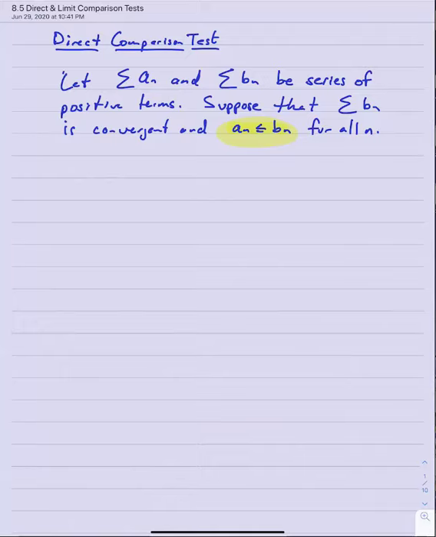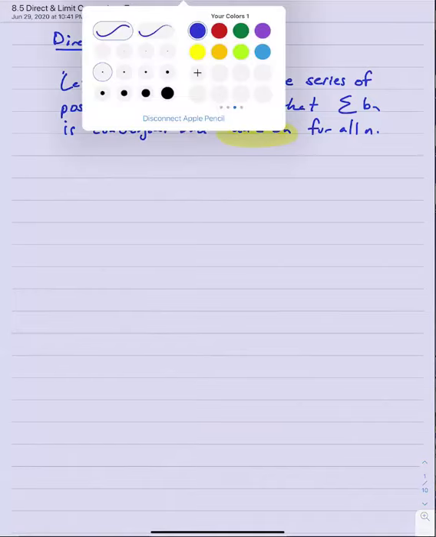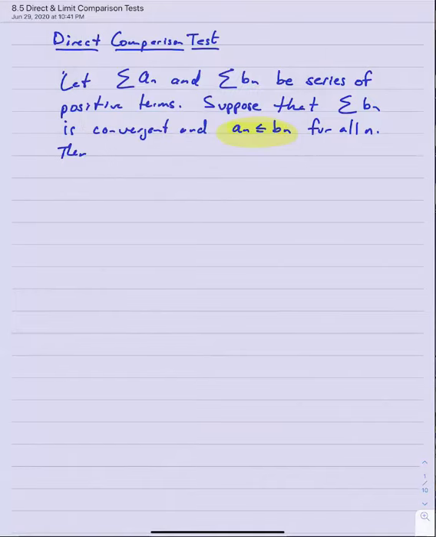But to make it easy, let's suppose that a sub n is less than or equal to b sub n for all n, and that b sub n converges. Then in that case, the infinite series of the a sub n's also converges.